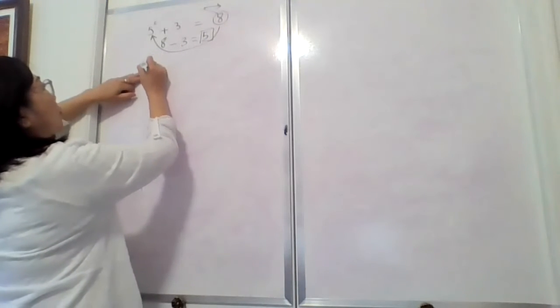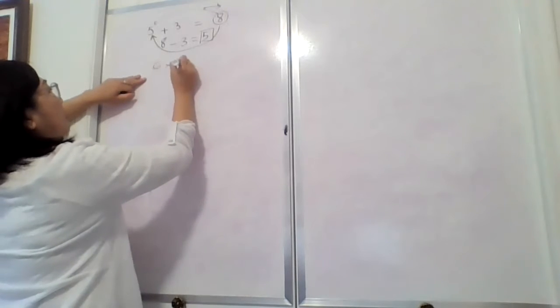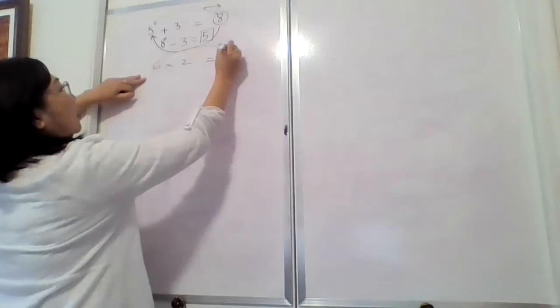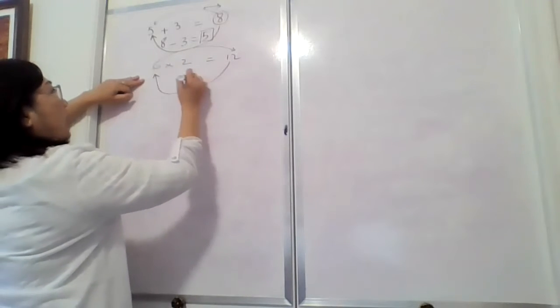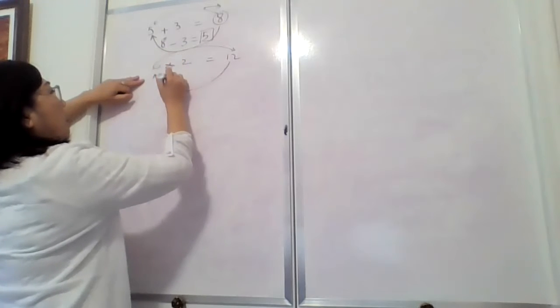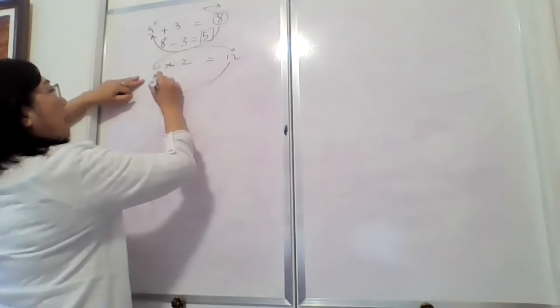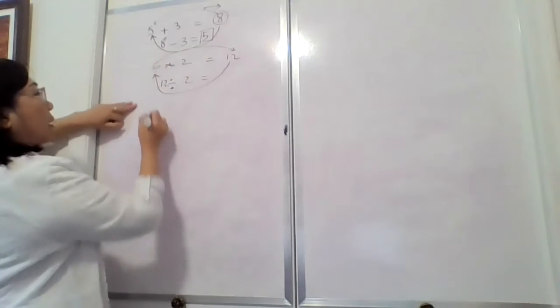If you multiply, let's say you have 6, you multiply by 2, you get 12. So this is moving forward. How do you get back to 6? Instead of multiplying, you divide. So 12 divided by 2 gives you back 6.